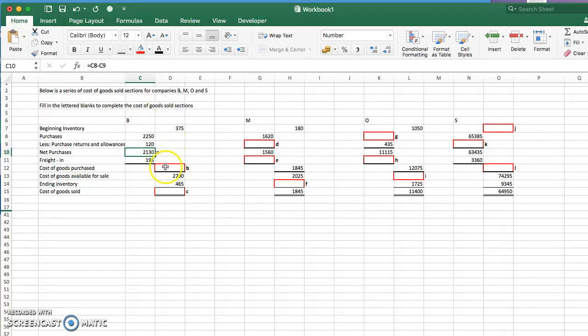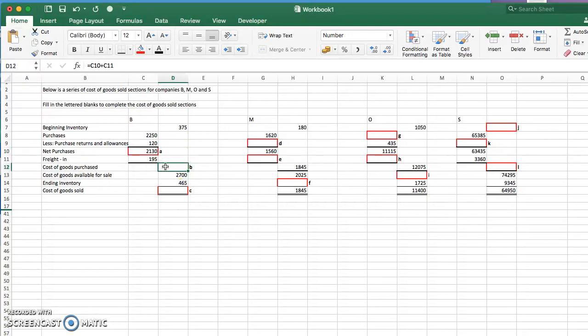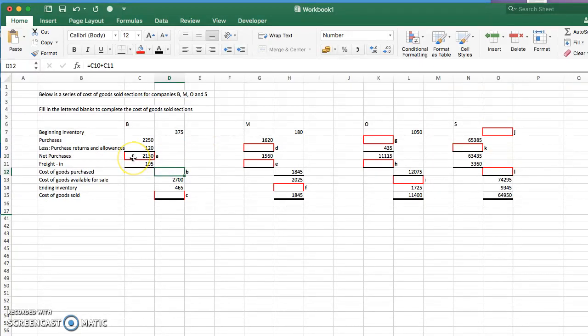We're then asked to find the cost of goods purchased, and the way we do that is by adding the net purchases, the 2,130, to freight in, the 195, and that gives us a total of 2,325. And then lastly, the cost of goods sold. We do that by subtracting ending inventory, the 465, from the cost of goods available for sale, the 2,700, and that gives us a total of 2,235.